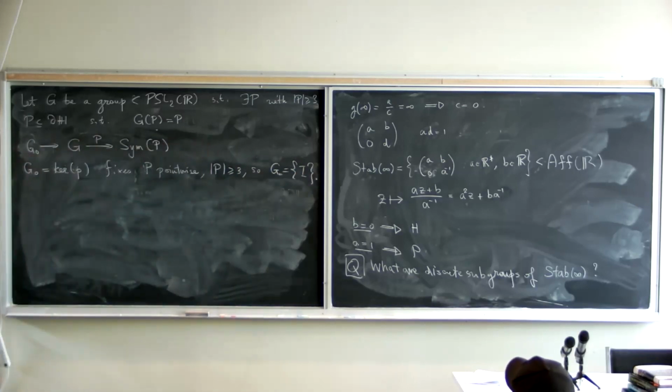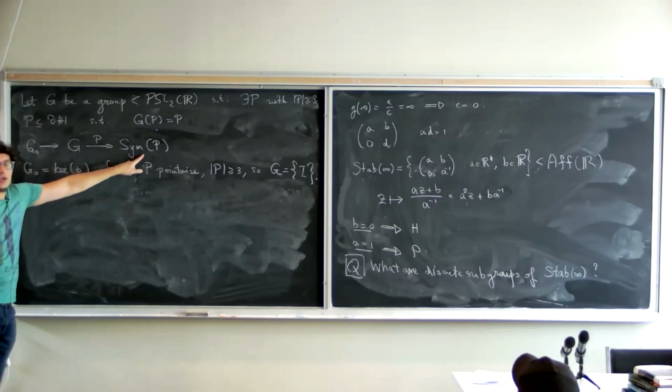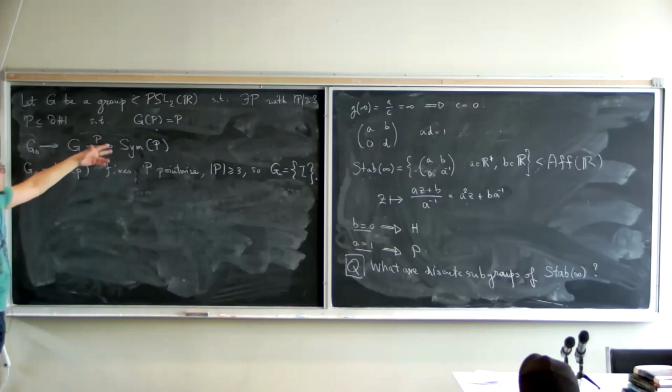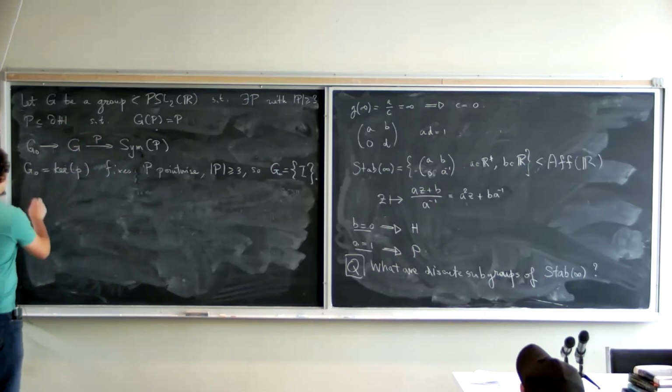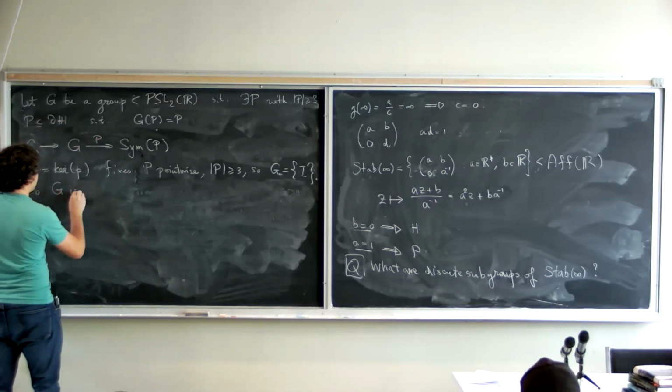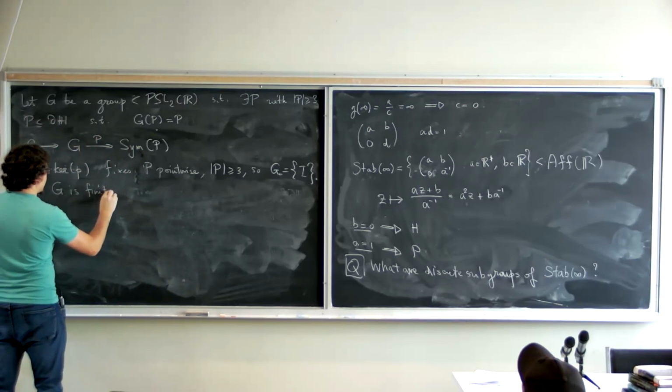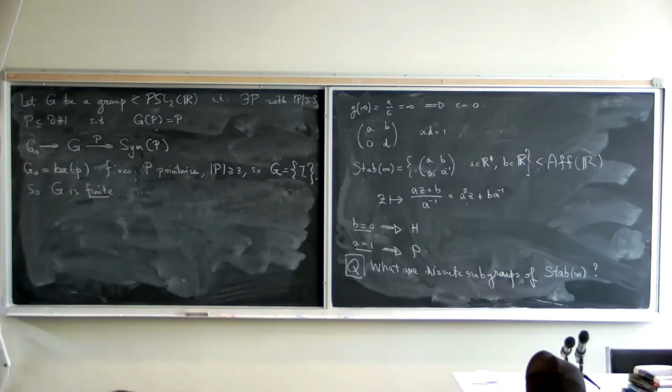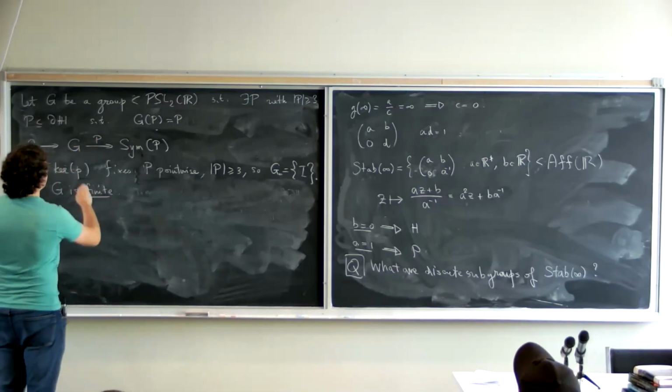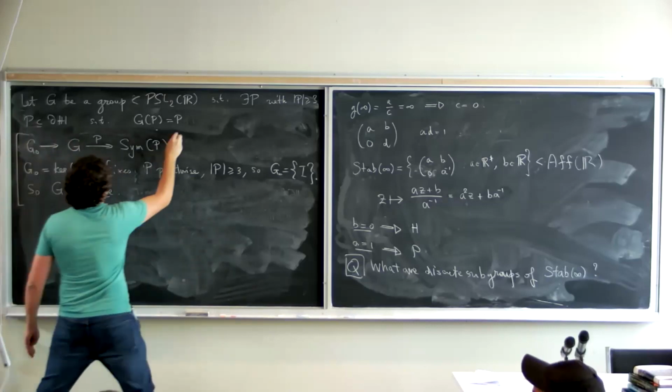So what do we conclude about G? It's finite, because it embeds in a finite group. So G is finite. So that's the point.